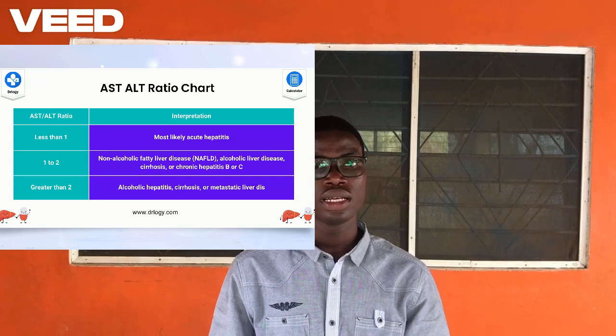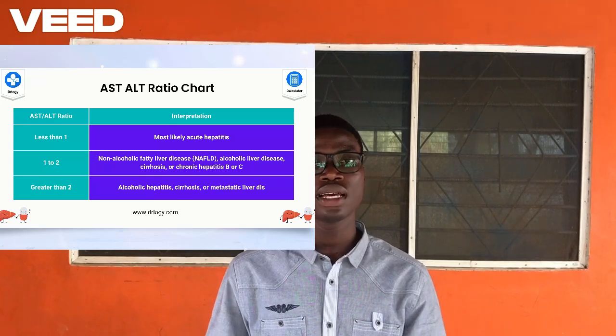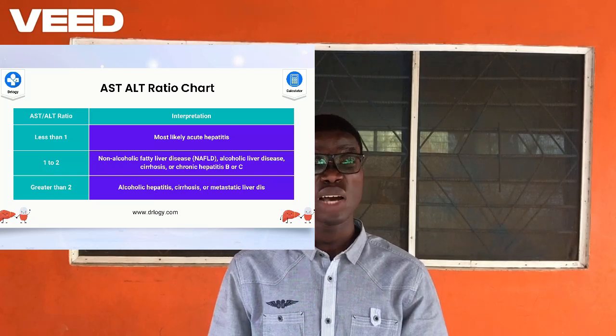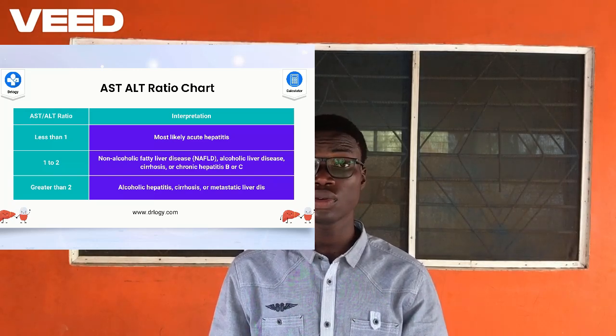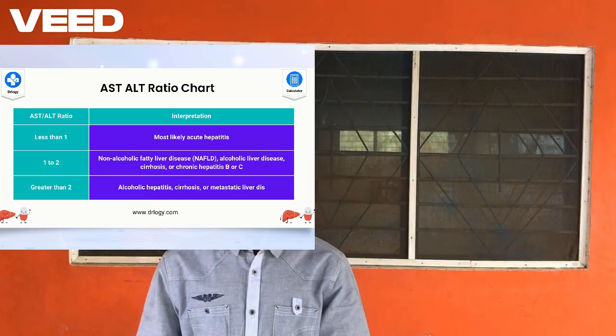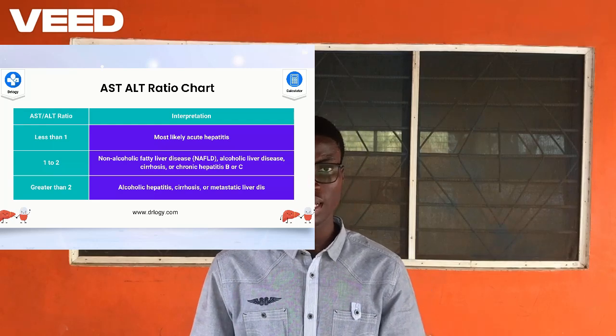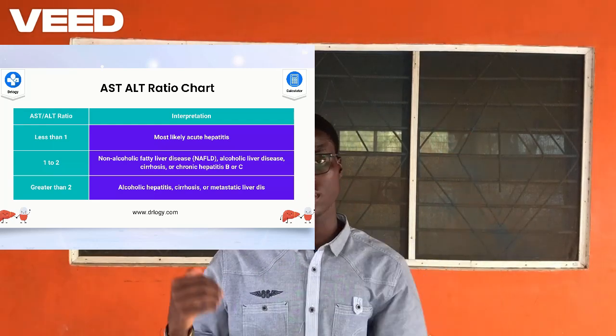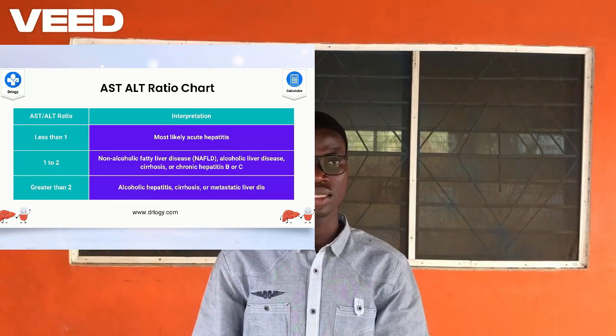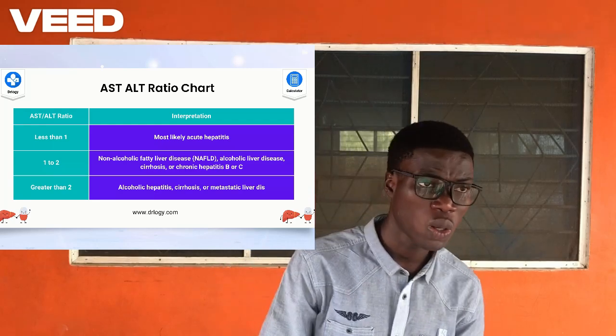Now we compare the AST to the ALT. The ALT is liver specific. So when we realize that the AST to ALT ratio is greater than 1, we can say that the particular liver disease is an alcoholic liver disease. When it's less than 1, it is known as non-alcoholic liver disease, and it could be as a result of viral hepatitis or cirrhosis. Now, when the AST to ALT ratio is greater than 2, it's an indication of severe alcoholic liver disease. This means that AST has increased more than ALT. Therefore, it is as a result of severe alcoholic disease.